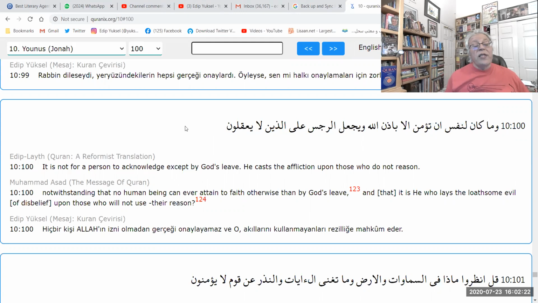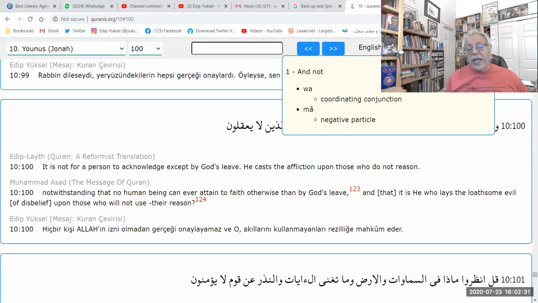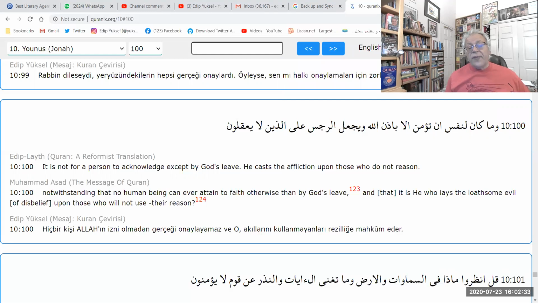Here is from our translation: It is not for a person to acknowledge except by God's leave. And there is God's law there. If a person's intention is not pure, that person will not witness the signs of God. Therefore, you need to have a pure intention.